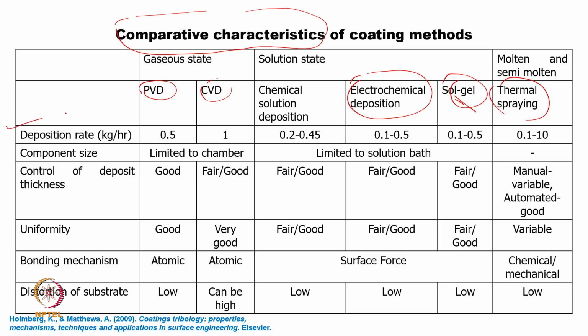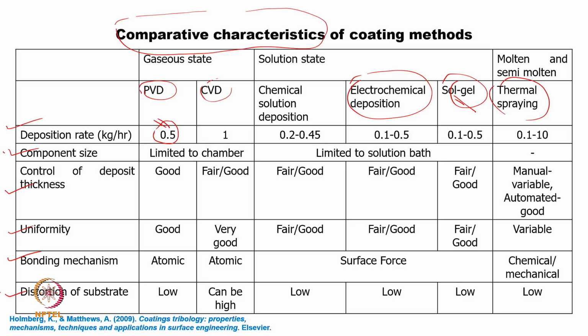Something like deposition rate, what the component size can be, what the coating thickness control will be, what the uniformity will be, the bonding mechanism, meaning which method will give very good adhesion, or if there is a possibility of distortion of the substrate. So, those things are possible. Of course, I am just giving some features, but go through the books or catalogs, and you will find many more features. Coming to the deposition rate, we say generally PVD has a rate, as given in our catalogs, of something like 0.5 kilogram per hour, which is very high as such.